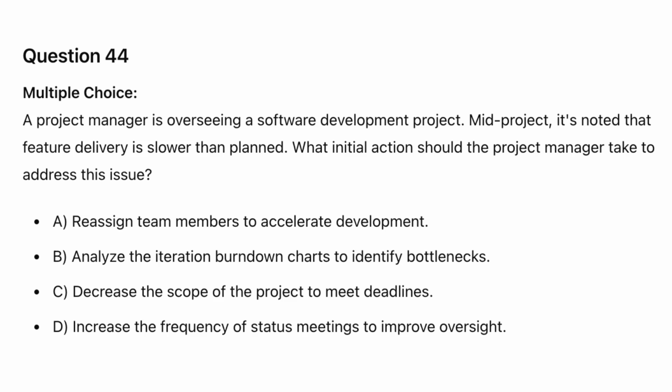Question 44. A project manager is overseeing a software development project. Mid-project, it's noted that feature delivery is slower than planned. What initial action should the project manager take to address this issue? A. Reassign team members to accelerate development. B. Analyze the iteration burndown charts to identify bottlenecks. C. Decrease the scope of the project to meet deadlines. D. Increase the frequency of status meetings to improve oversight.